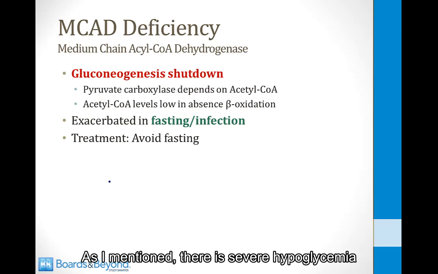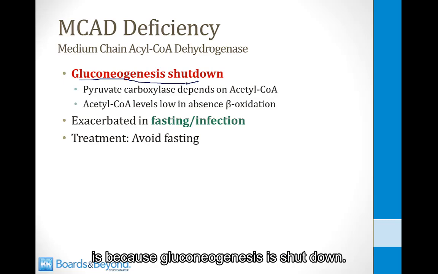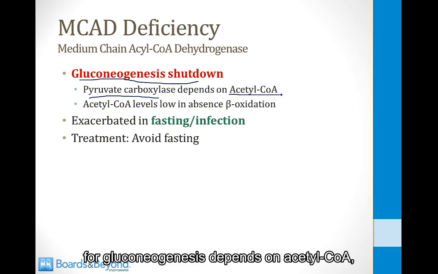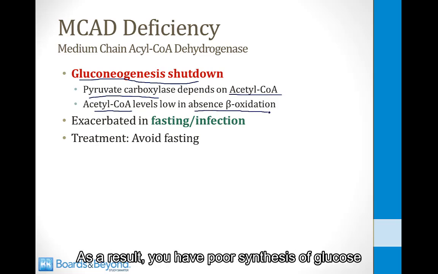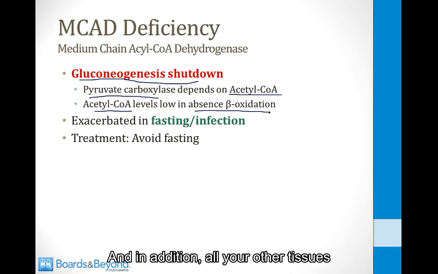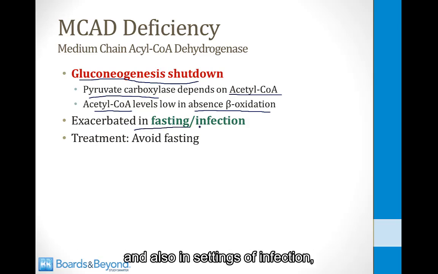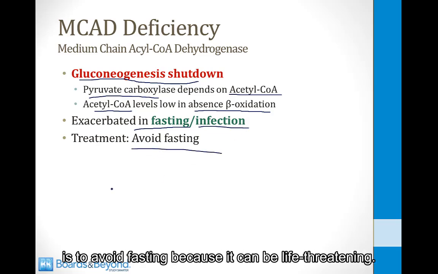As I mentioned, there is severe hypoglycemia when fasting, and the reason for this is because gluconeogenesis is shut down. Pyruvate carboxylase, which is a key enzyme for gluconeogenesis, depends on acetyl-CoA, but acetyl-CoA levels get very low if you cannot perform beta oxidation. As a result, you have poor synthesis of glucose by the liver via gluconeogenesis, and in addition, all your other tissues are gobbling up the glucose because that is the only fuel available. This is all exacerbated by fasting, as I said before, and also in settings of infection when metabolic processes increase. And the treatment for children with this deficiency is to avoid fasting because it can be life-threatening.